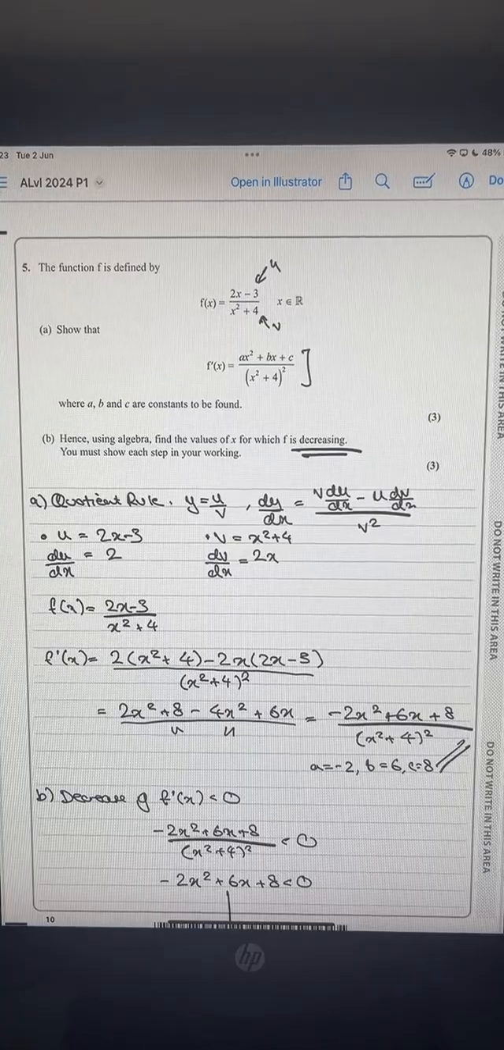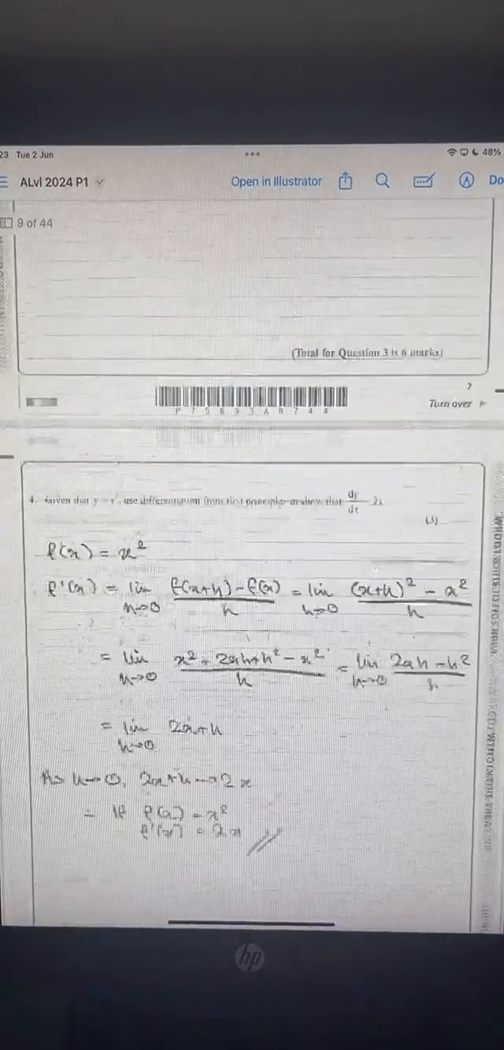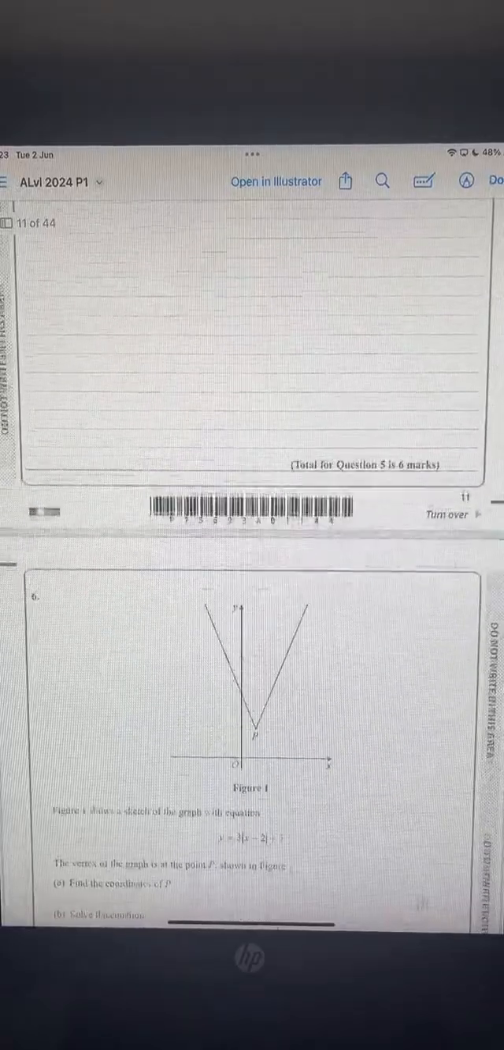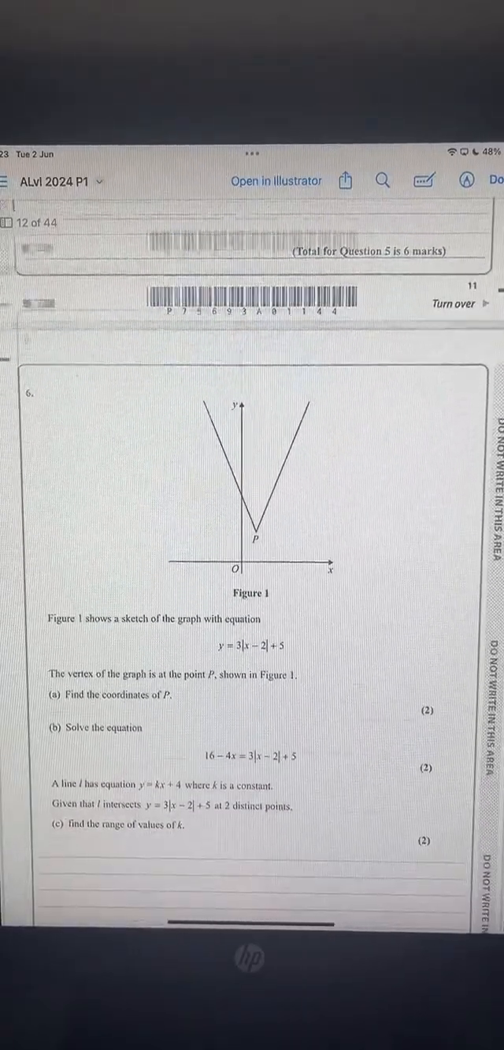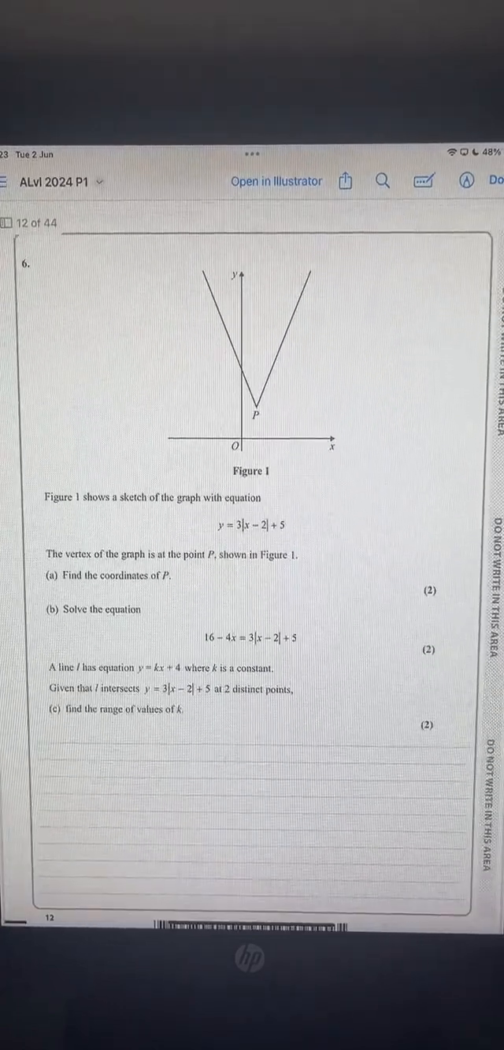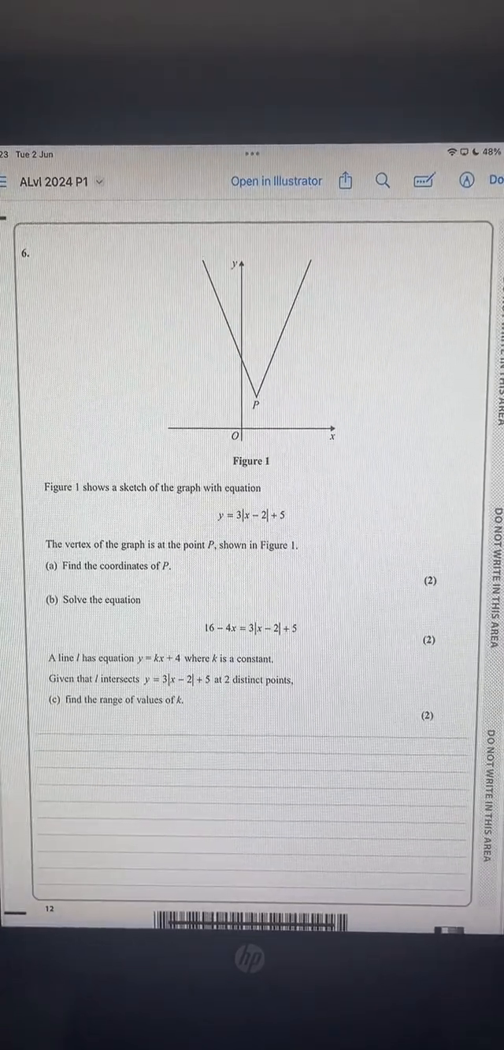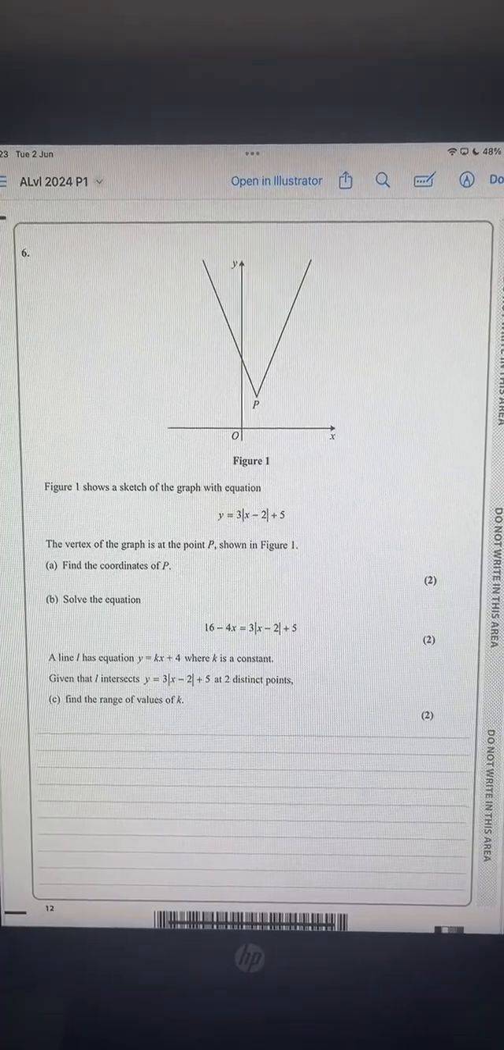Okay, question 5. So far, so good. This is turning out to be a very nice paper so far. Trust me, it does get longer from a certain point. Some of the questions towards the end get quite long. I'm going to keep this question on the screen for a second for you guys to have a read through.